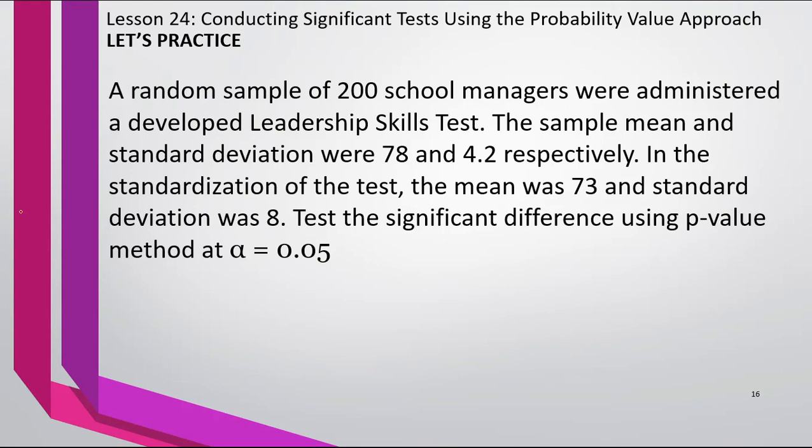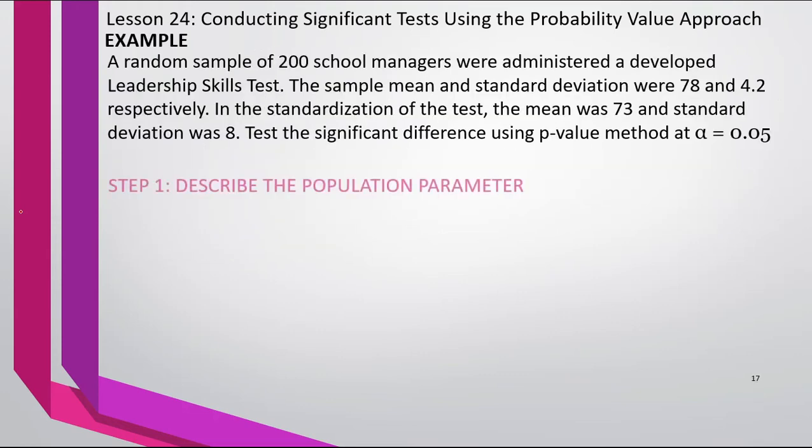Again, a random sample of 200 school managers were administered using a developed leadership skills test. The sample mean and the standard deviation were 78 and 4.2 respectively. In the standardization of the test, the mean was 73 and standard deviation was 8. Test the significant difference using p-value method at alpha is equals to 0.05. Okay, so paano natin sasagutan ulit ito? Again, let us proceed this using step by step. So, paano gagawin? Una, let us describe the population parameter.